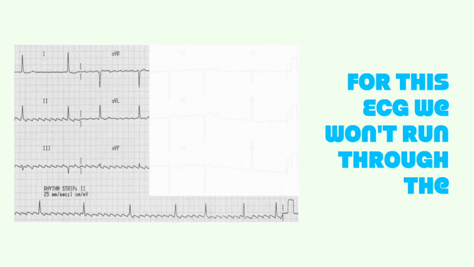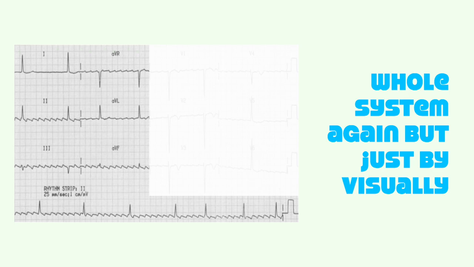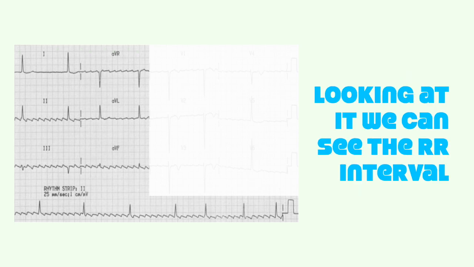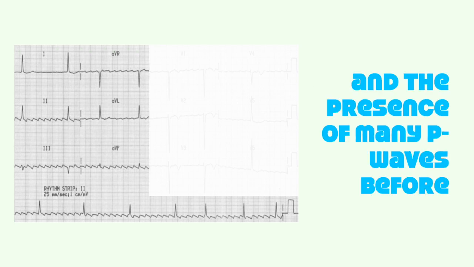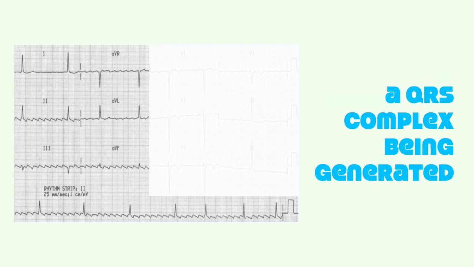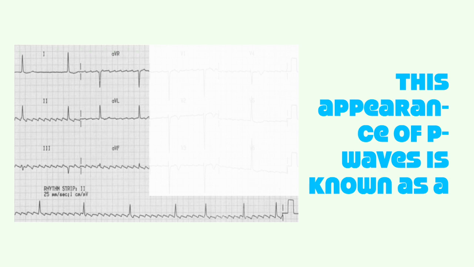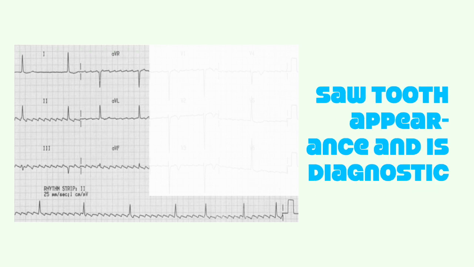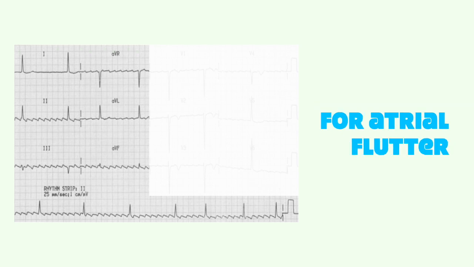For this ECG, we won't run through the whole system again, but just by visually looking at it, we can see the RR interval being variable, and the presence of many P waves before a QRS complex being generated. This appearance of P waves is known as a sawtooth appearance and is diagnostic for atrial flutter.